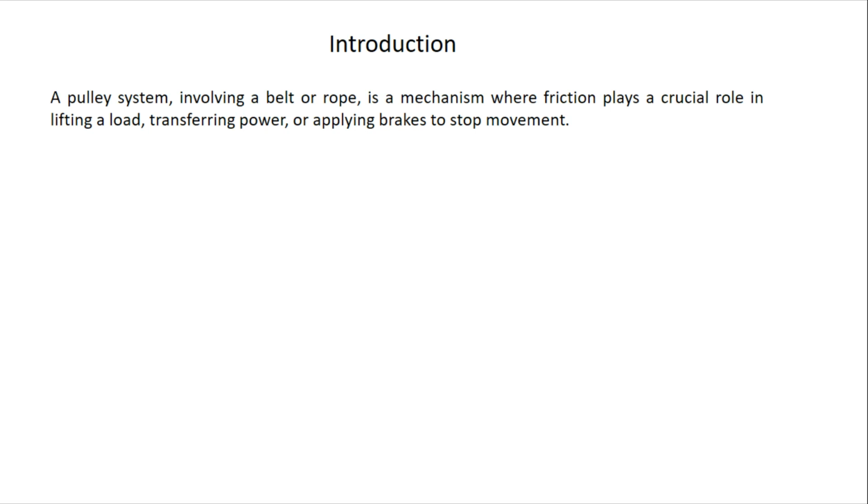A pulley system involving a belt or rope is a mechanism where friction plays a crucial role in lifting a load, transferring power or applying brakes to stop movement. Now this concept we will see with one diagram.